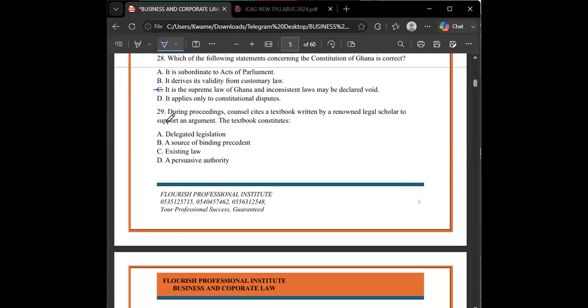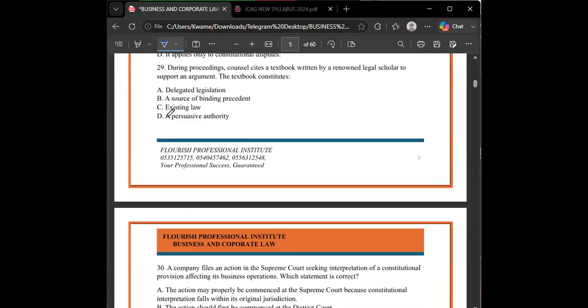All right, this one doesn't need much explanation. Earlier on, I mentioned that even customary laws are seen as sources of law to the extent to which they don't contradict what a constitution has put down. All right, 29.